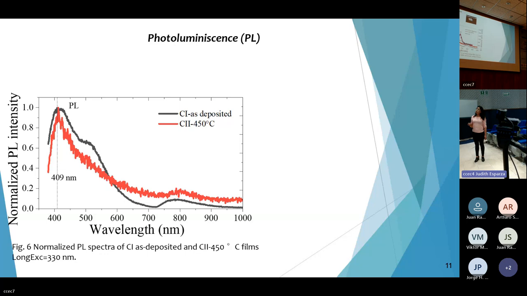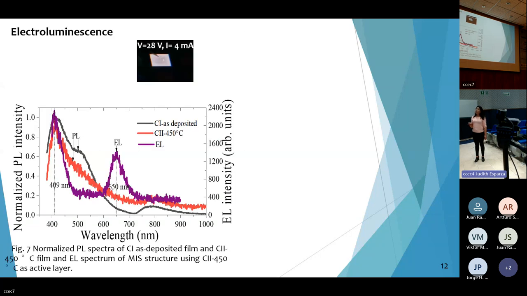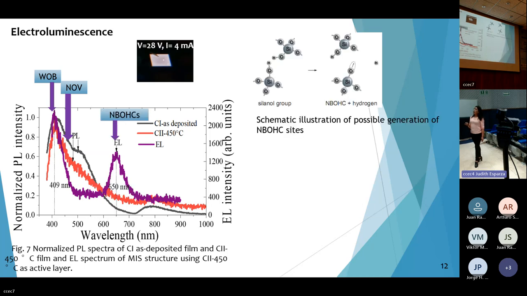Electroluminescence. This figure shows the comparison of photoluminescence and electroluminescence. Photoluminescence of the active film is the red line, and electroluminescence is the purple line. We observe that this band is the same, related to oxygen bond, and additionally, probably there is a contribution of neutral oxygen vacancy. Additionally, the red band is related to non-bridging oxygen hole center related to a silane group.